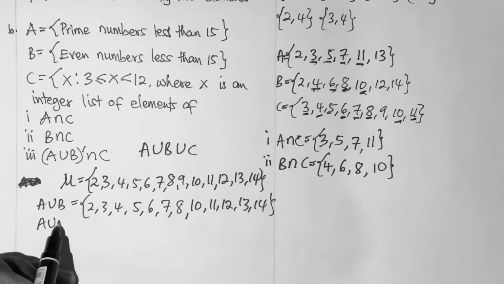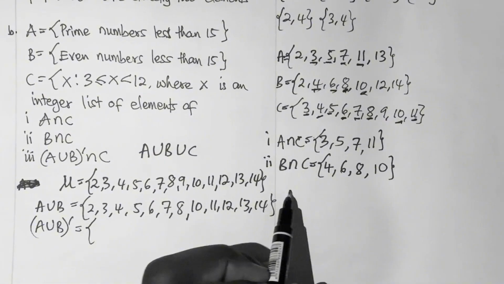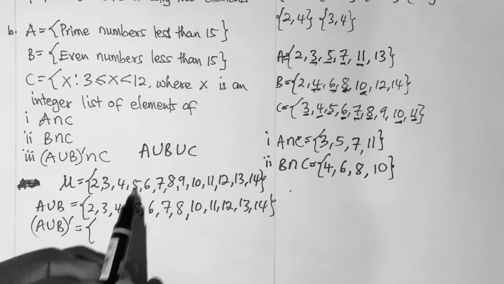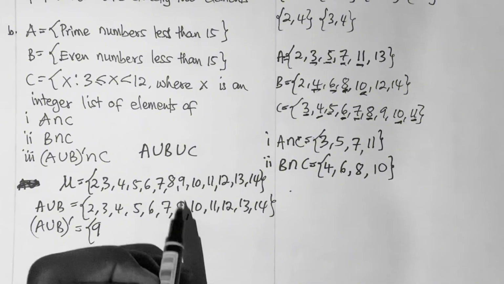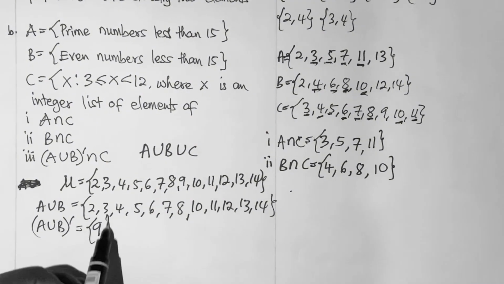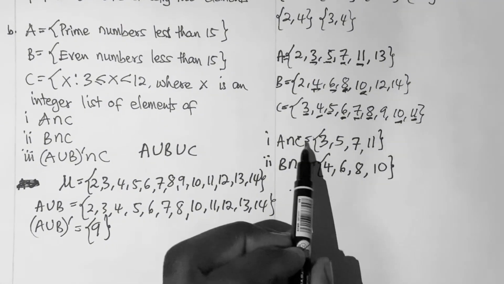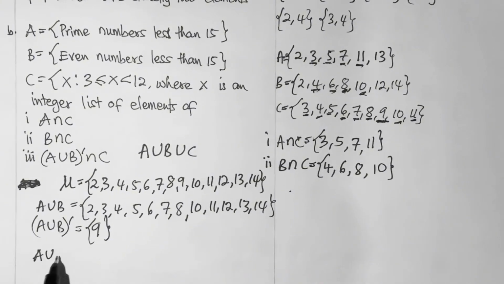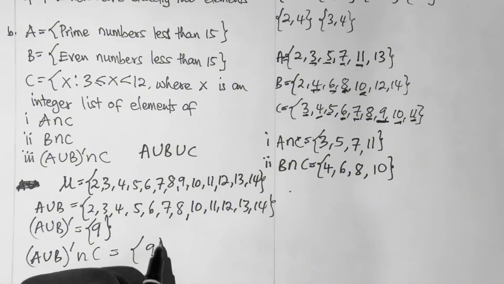So let's find A union B prime, the elements that are in the universal set but are not in A union B. So there's a 2, 3, 4, 5, 6, 7, 8. There is no 9, so 9 is one of them. And then 10, 11, 12, 13, 14. So A union B complement is {9}. Now intersection C. You see that there is also a 9 in C, and therefore (A union B) complement intersection C is equal to {9}.